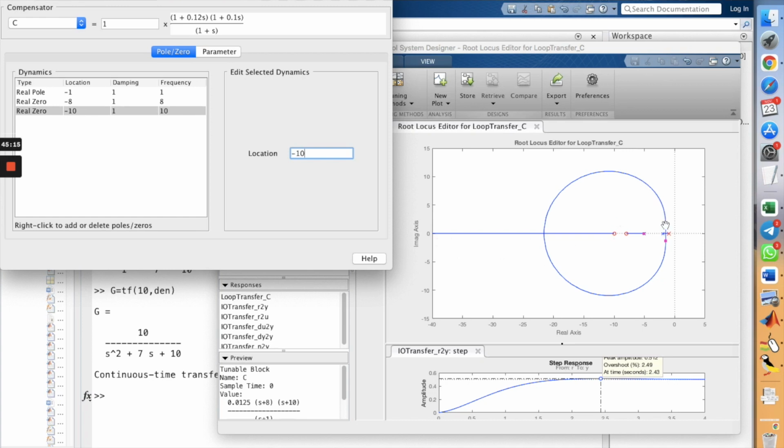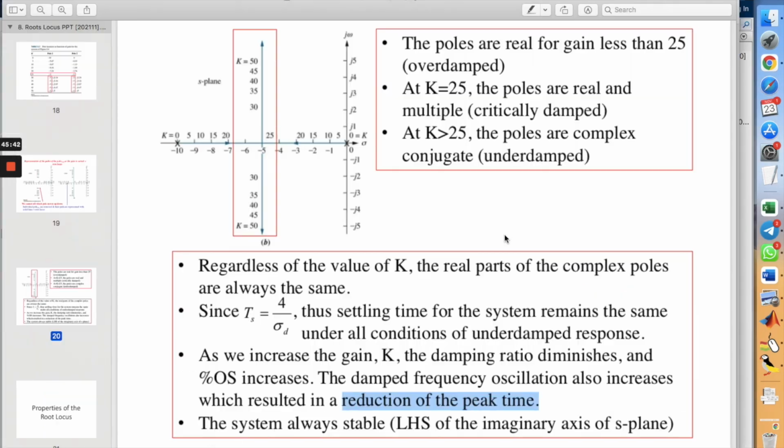So from the vertical upwards, it will go to the break-in point, and then from this point also it will go to the break-in point, but we don't know which one goes to the left, which one goes to the right, but we know that these two poles will end at -10 and another one at infinity.